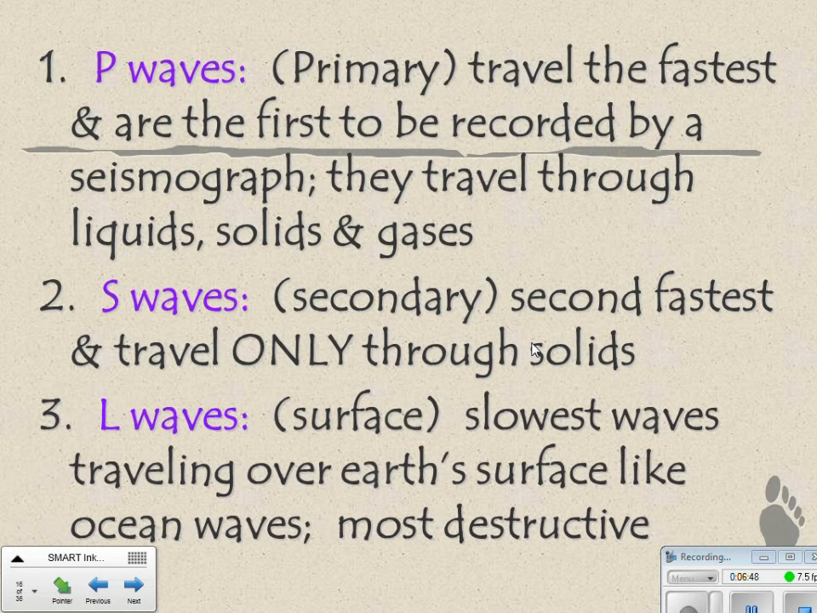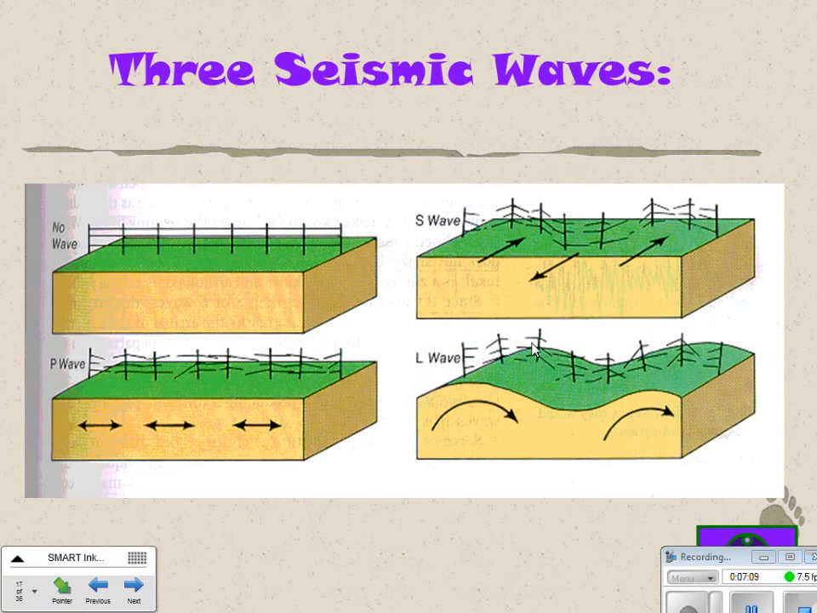And then L waves. L stands for Love. He was the name of the scientist that named the surface waves. They're the slowest waves, and they travel over the Earth's surface like ocean waves. They go up and down, and they're the most destructive because buildings just aren't created to withstand that sort of movement.